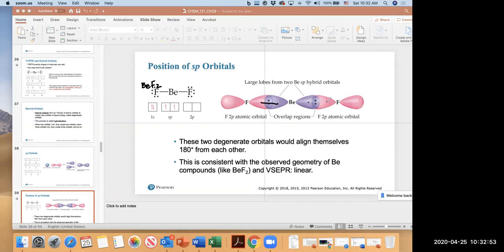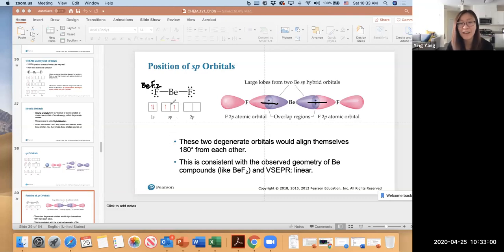Oh, so the two p orbitals are atomic orbitals, where the sp one is a hybrid. Hybrid atomic orbitals, yes. Okay.